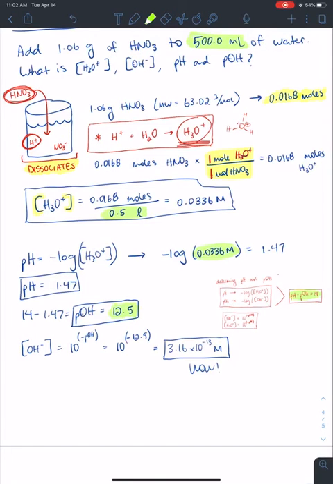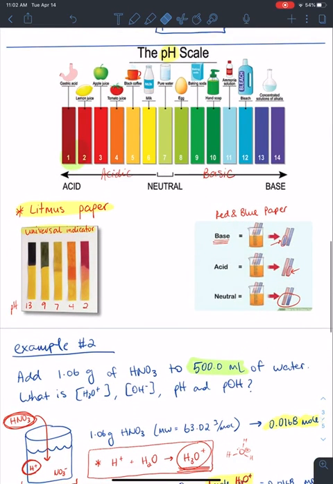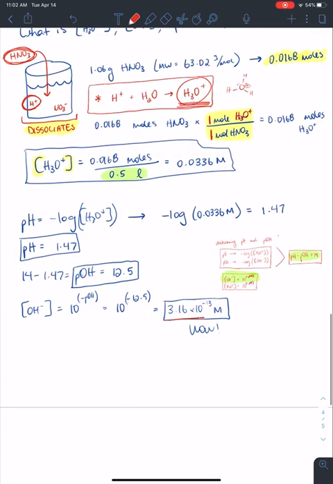Then we have to calculate the concentration of hydroxide anions. Remember that the concentration of hydroxide anions is equal to 10 to the negative pOH. We just calculated pOH. So 10 to the negative 12.5 is 3.16 times 10 to the negative 13. That's a really small number, and that's okay. That's totally fine. And the reason why that's fine is because we know that the solution with a pH of 1.47 is quite acidic, which means that we're not going to have a lot of base around. You do have some base around, but a very small amount.